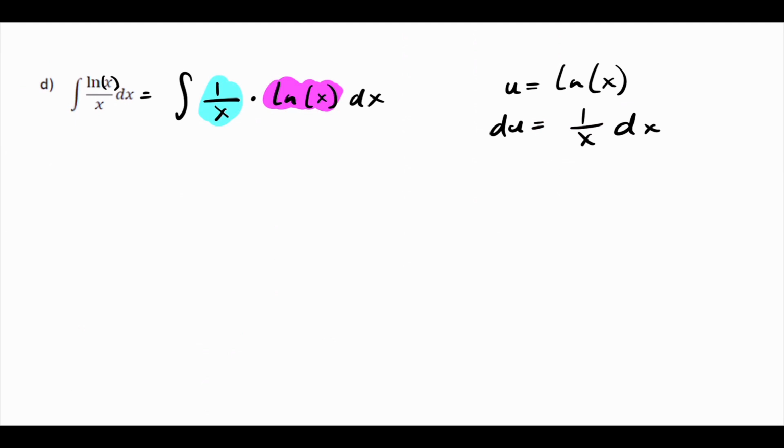So watch. What's my next step? After I find u and du, what's my next step? Solve for dx. Divide by 1 over x. When I divide by 1 over x, what is that really doing? It's multiplying by x, right? So it'd be x du. Dividing fractions, you're multiplying by the reciprocal of the bottom.